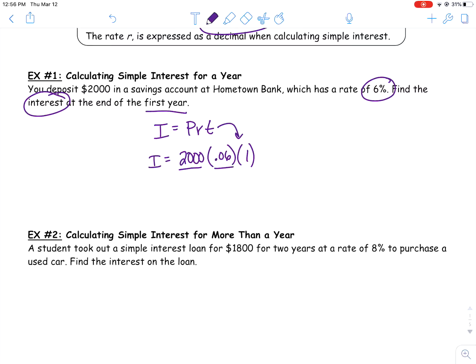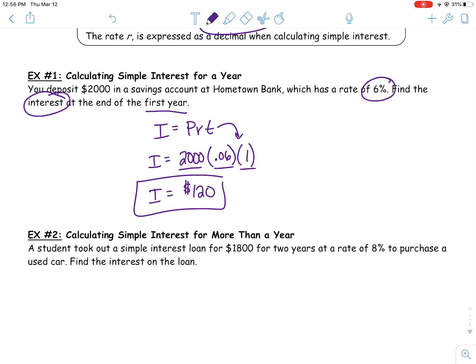We're going to then multiply 2,000 times 0.06 times 1, and that should give us the amount of interest that we earn in that 1 year. So if you calculate it, you should end up getting $120. So in 1 year, you earn $120 as long as you put your $2,000 in that account and you don't touch it for that whole year.